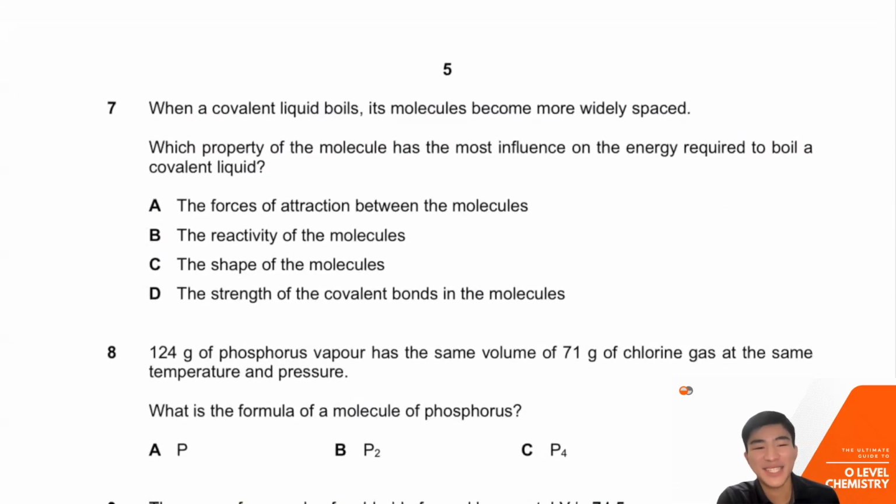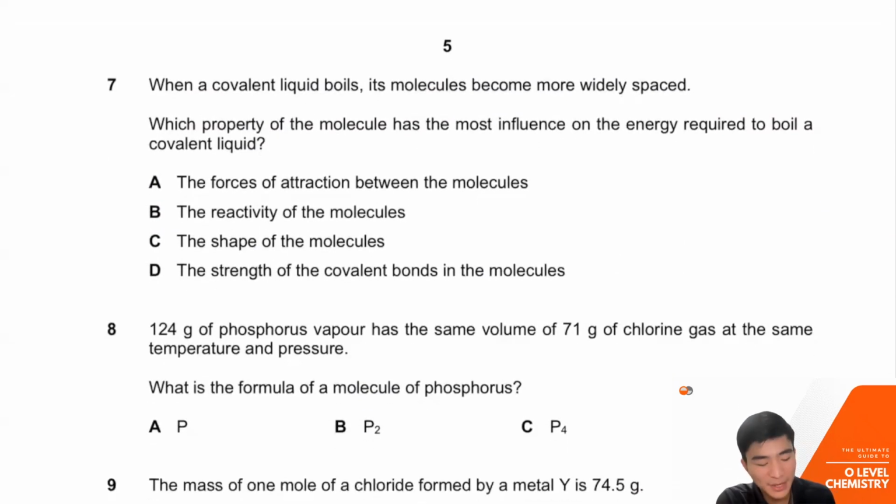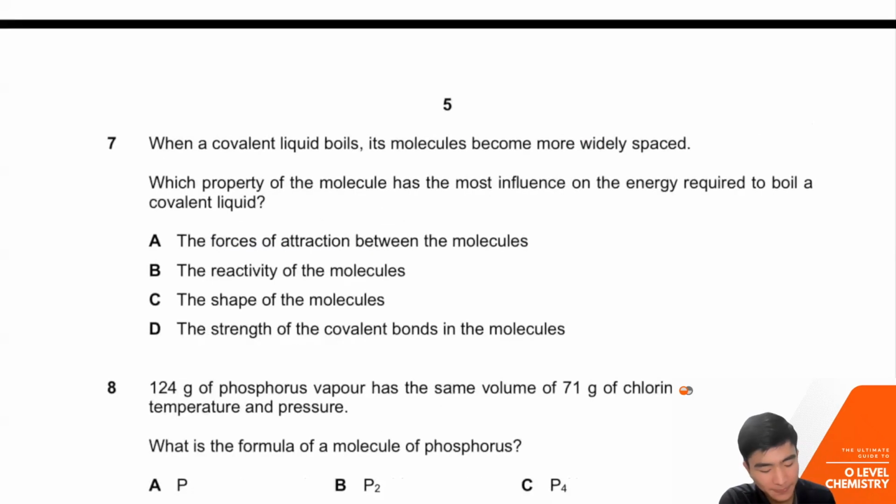Now let's look at question number 7. When a covalent liquid boils, its molecules become very widely spaced. When the question tells us this as the first statement, you must be able to know something. They tell you that it is a covalent liquid, and the molecules become widely spaced.